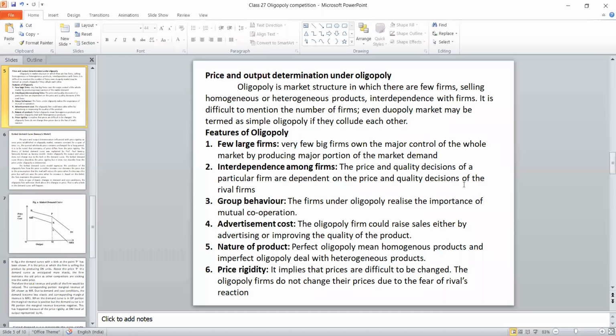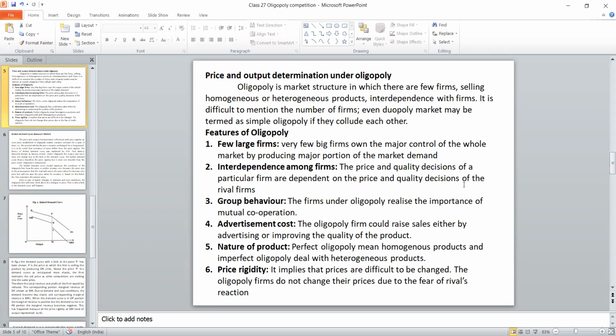Here, the advertisement cost is included. Definitely, the quality of the product or awareness about the product is made through the advertisement media only. Then, nature of product, it may be homogeneous or heterogeneous.